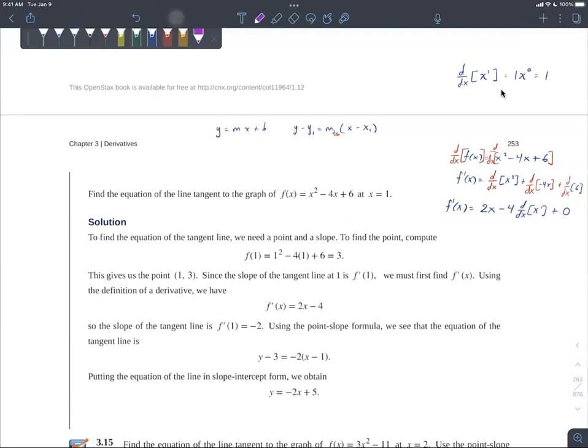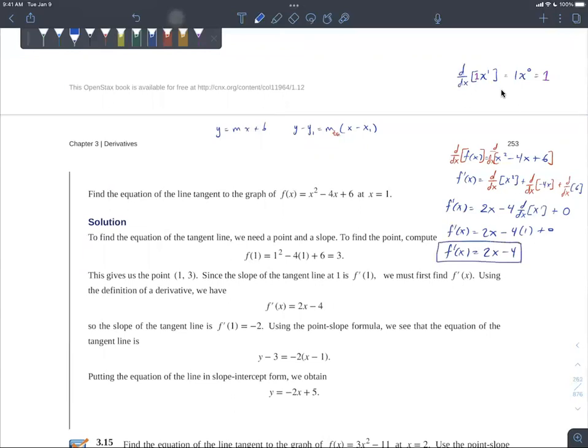And 1x to the 0 is just 1. So in general, the derivative of a function like 1x is just going to be the coefficient 1. And so our derivative function f prime of x is now 2x minus 4. The derivative of x we said was 1, plus 0. And so we have our simplified derivative here, 2x minus 4.